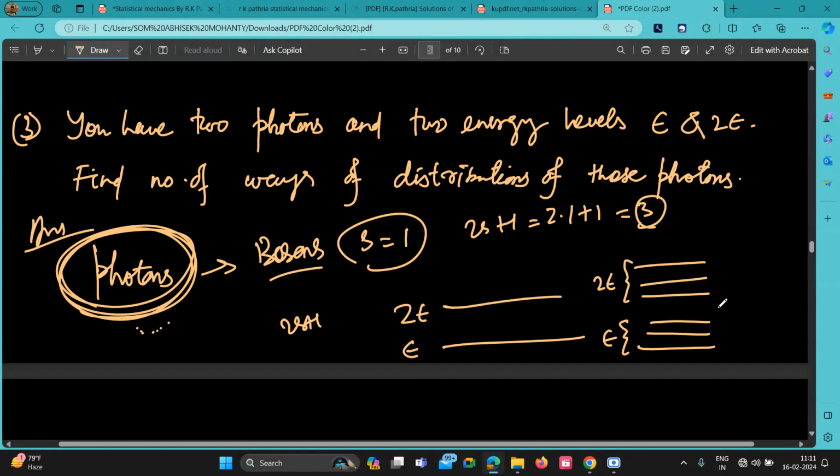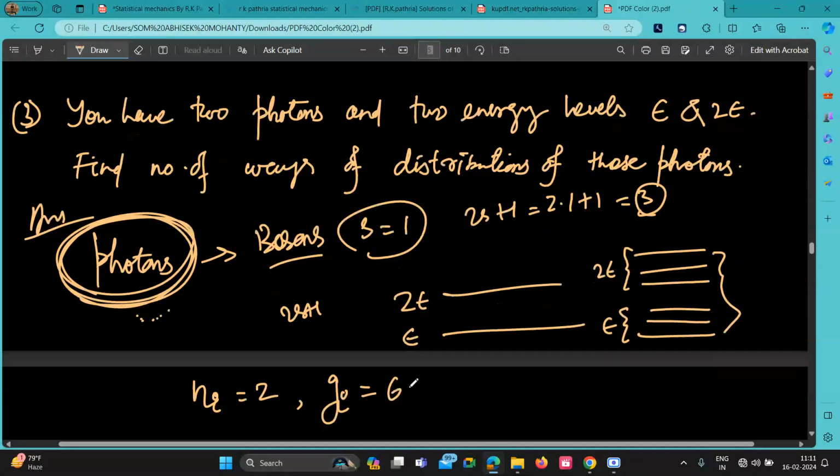So what is the G here? 2 photons. That means Ni is 2. This is 6 energy levels. So Gi is 6. Okay.